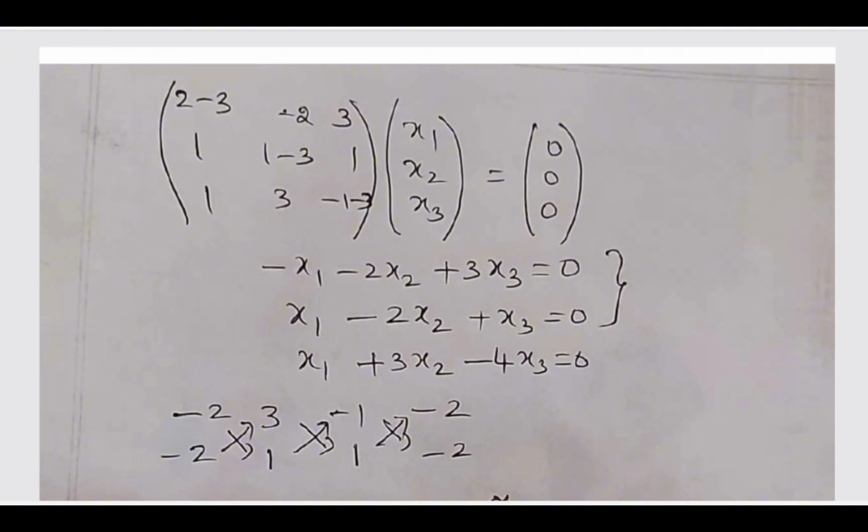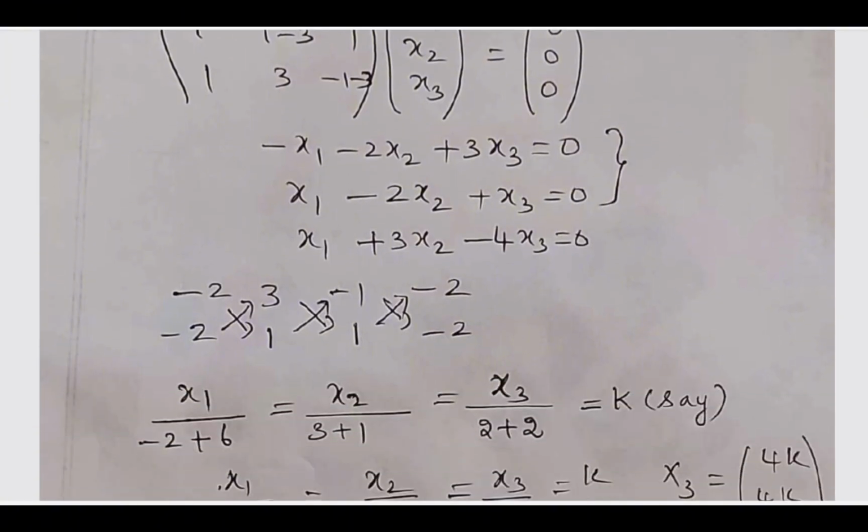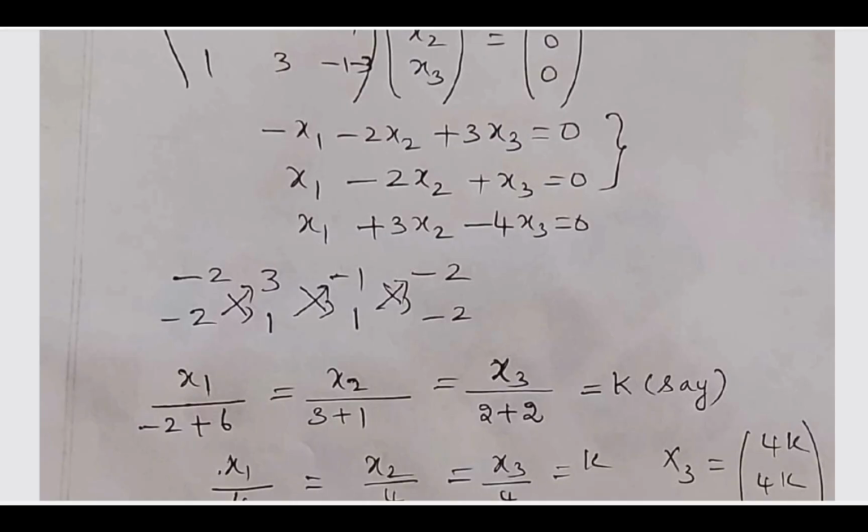So by solving these equations, taking first and second, I have started writing the coefficients. Always start to write the coefficients as minus 2, minus 2, minus 2. Then we have 3 and 1. Then we have 1 and minus 1. Then minus 1 and 1. Then minus 2 and minus 2. As usual, this value gives you x1, this middle one gives you x2, and this one gives you x3.